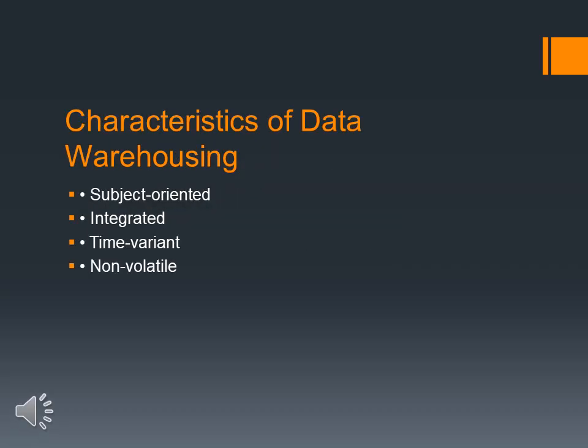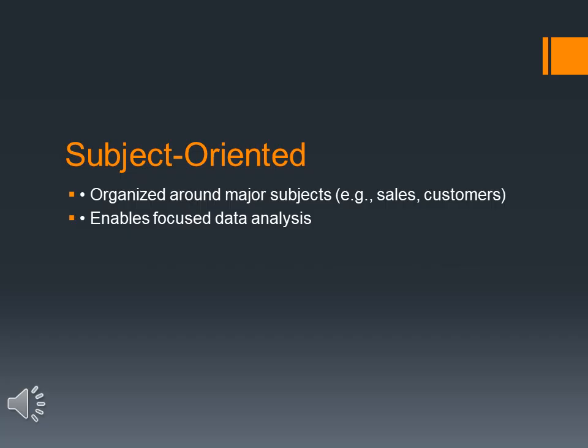A data warehouse has four main characteristics: subject-oriented, integrated, time-variant, non-volatile. Each of these ensures that data is useful for business analysis and strategic decision-making. Subject-oriented means the data is organized around major subjects, such as sales or customers, instead of daily operations. This subject orientation enables focused and relevant data analysis for each business area.